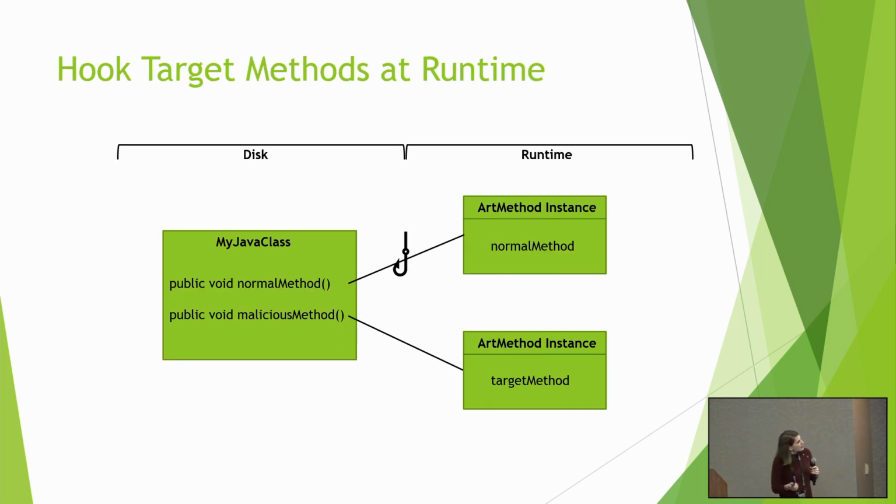So again, this is the same kind of concept as the dex file. You have your dex file on disk, it gets a dex file instance when it's running. Here you have your Java class that has methods inside of it. You have your normal method definition right here. You also have an additional malicious method definition. Each one of these is going to get instances of the ART method object during runtime.